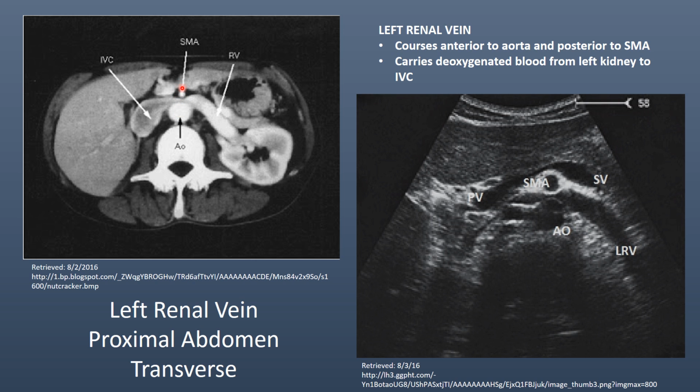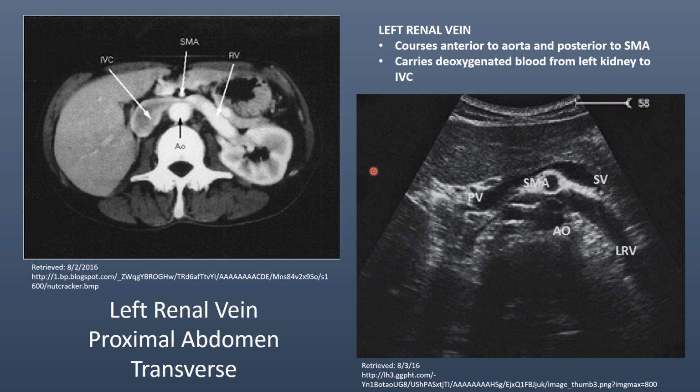It will be anterior to the aorta, and if you see this vessel here, this is the left renal vein. This is the left kidney and the left renal vein. And the left renal vein does something very important here. It courses posterior to the SMA and anterior to the aorta. So it courses between these two blood vessels, and then it will drain the deoxygenated blood into the inferior vena cava on its way back to the heart. Here we have the liver. We have bowel with bowel gas.